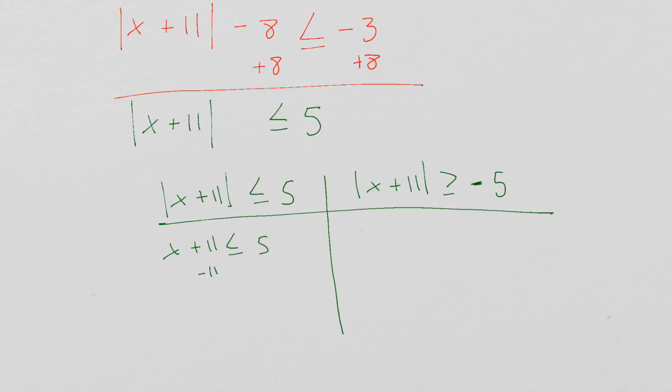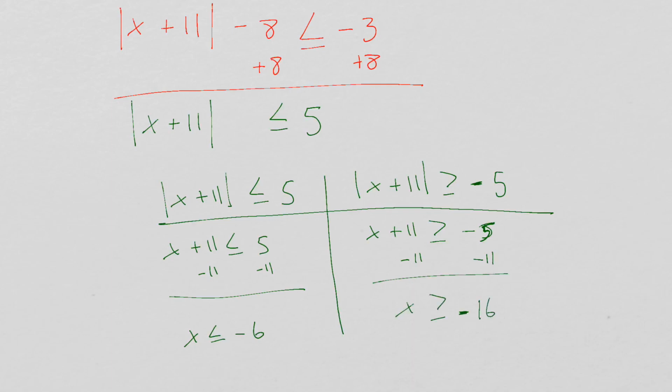I subtract 11 from both sides. I get x is less than or equal to -6. And over here, oh, I've got to make sure I got the symbol turned the correct way. Subtract 11 from both sides. X is greater than or equal to -16.